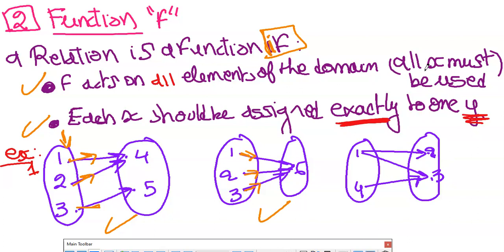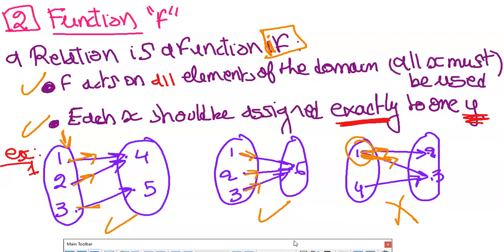Let's move to the last one. Is it a function? Am I using all the x's? Yes, 1 has images and 4 has images. But does each x have exactly one y? No. Number 1 doesn't have just one y. It can be assigned to 2 or 3. It means this is not a function because the second condition is not verified. We said each x should be assigned exactly to one y. Is 1 assigned exactly to one y? No, so it's not a function.